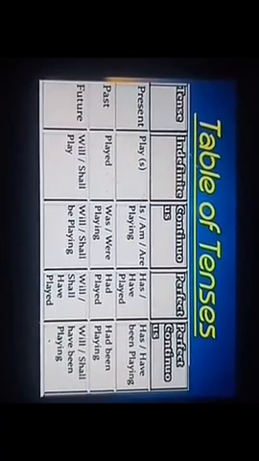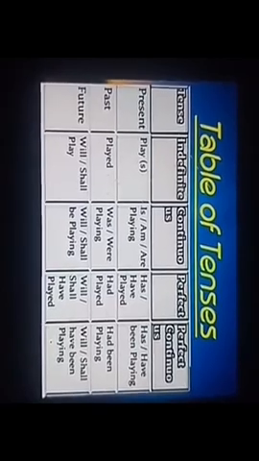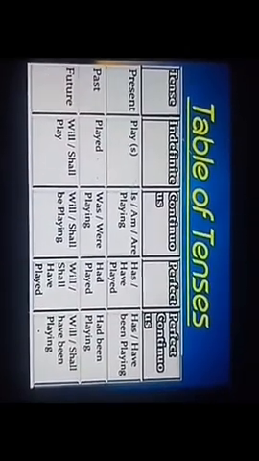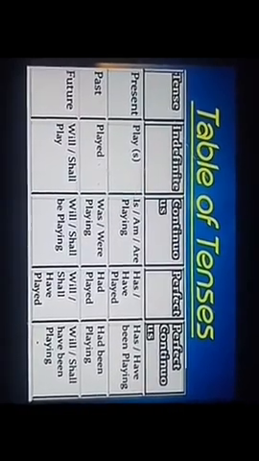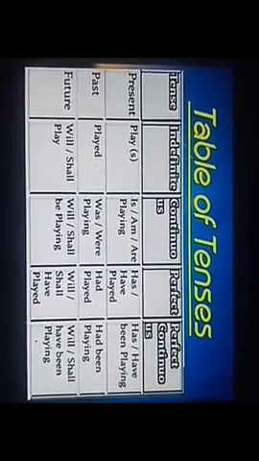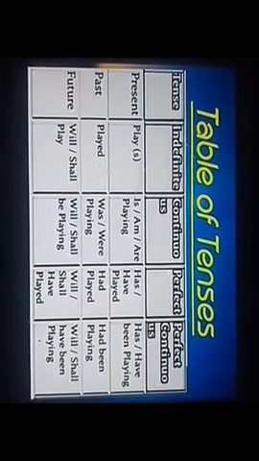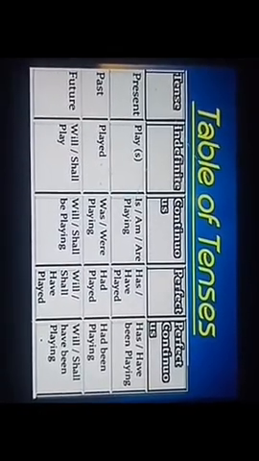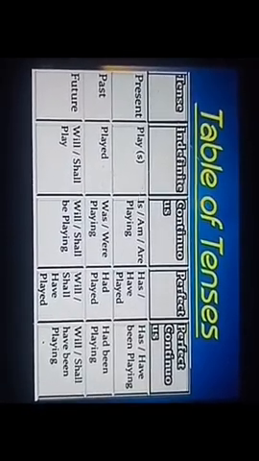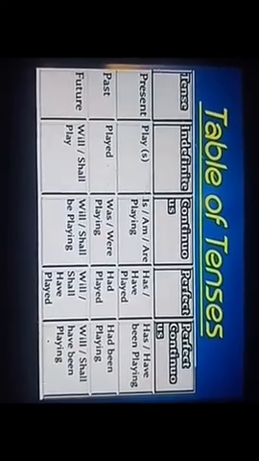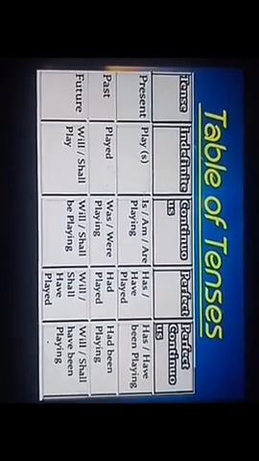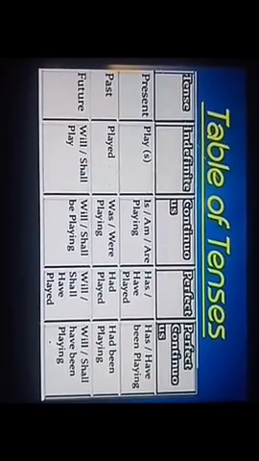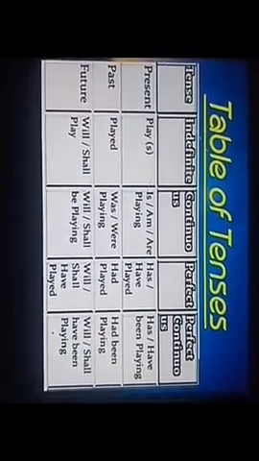Helping verb of present perfect is has and have. We always use the third form of the verb, called past participle, in present perfect. With singulars we use has, with plurals we use have. Alright children, let us move further.